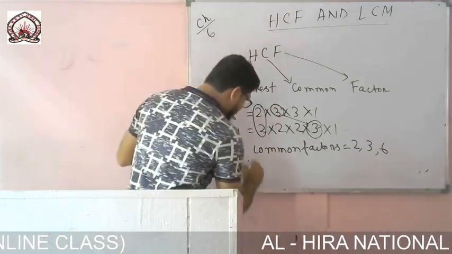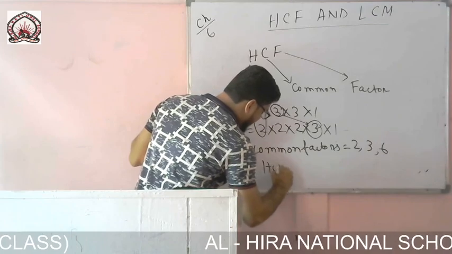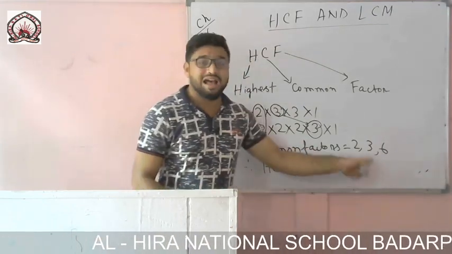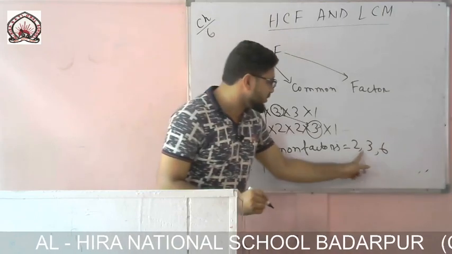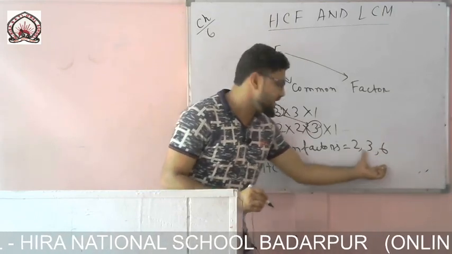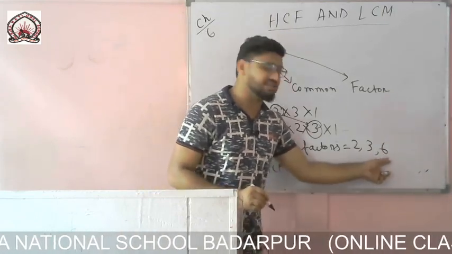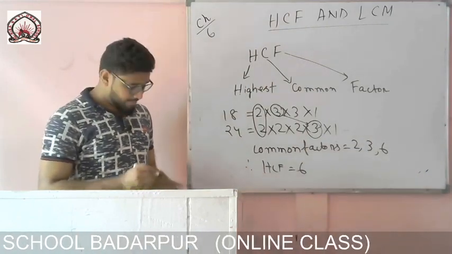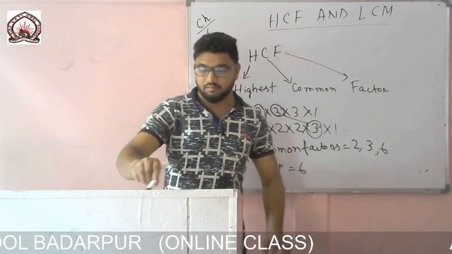So therefore HCF equals 6, because we need to select the highest common factor. So 2, 3, 6 we got as the common factors. From this which one is highest? 6 is highest. So 6 is the highest common factor. Understood? Okay.